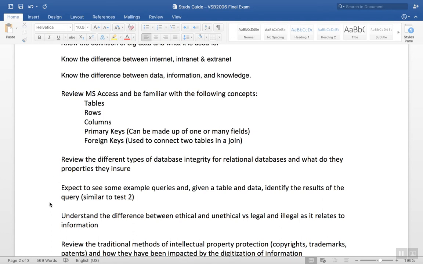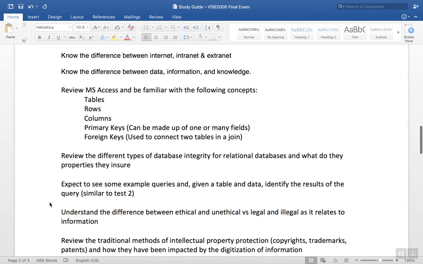Expect to see some example queries again. We'll give you a table and some data and the results of the query. There are a couple of videos out there as well, I've put some stuff out there. We've had some experience with SimNet, and I just want to go back over that again and be familiarized with some of the ways that stuff works.